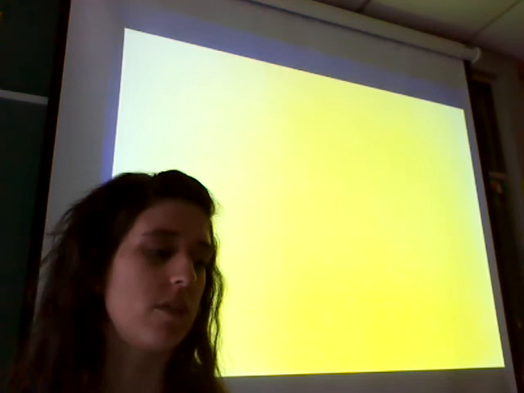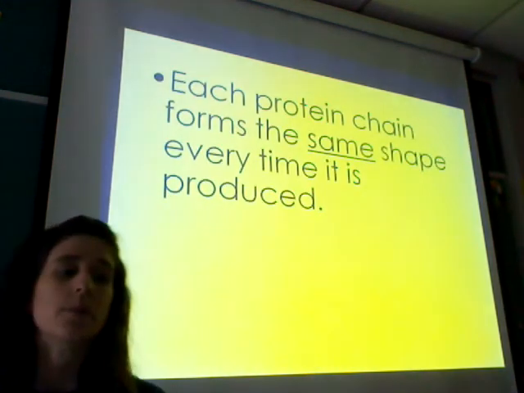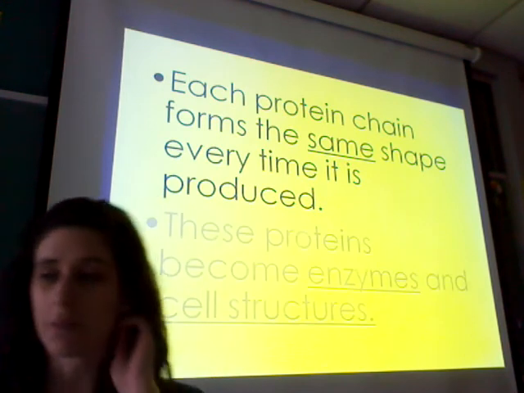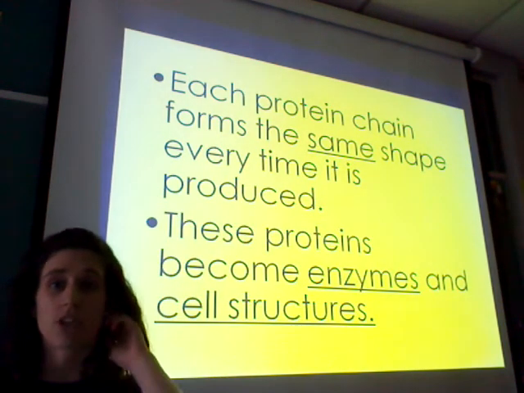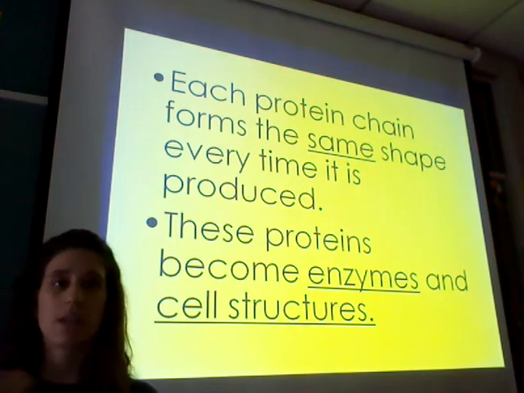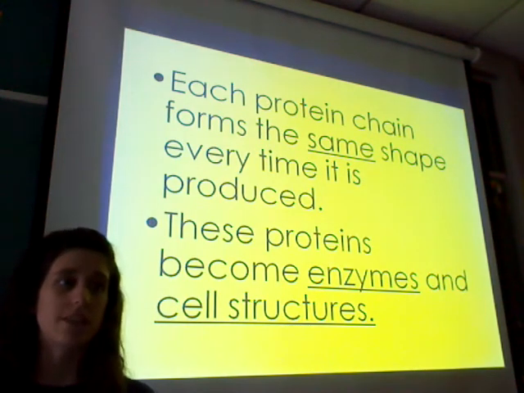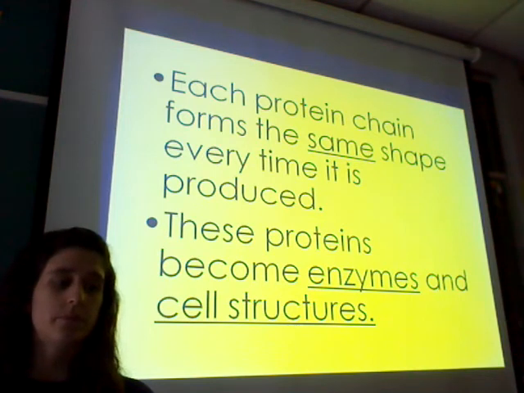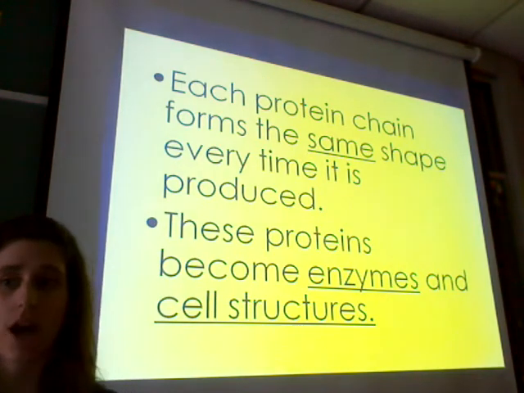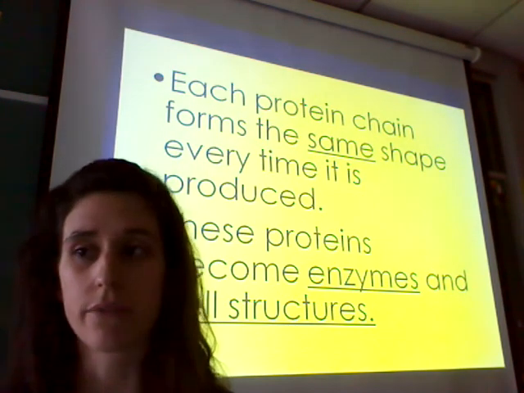That was just some shapes of proteins to show you they're complicated. Each protein chain forms the same shape every time it's produced. We're talking about hemoglobin, like I said earlier, on your red blood cells. Every time hemoglobin is made, it should be the same shape. The proteins become enzymes and cell structures in your body that help you to be alive.